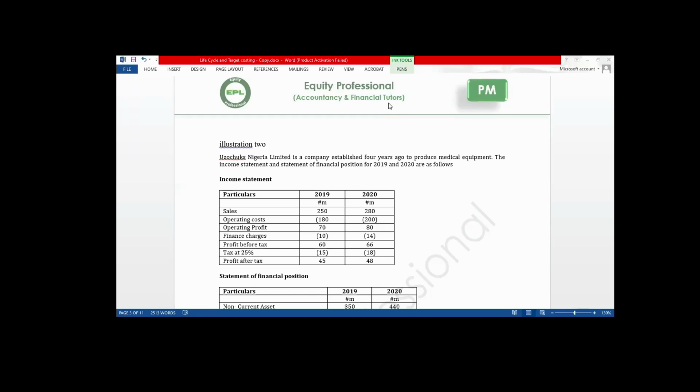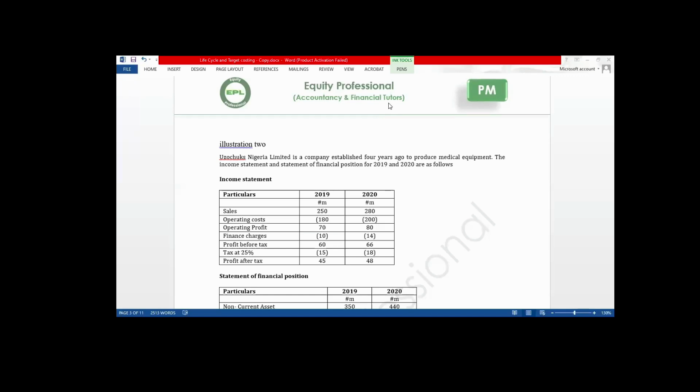Uzochukwu Nigerian Limited is a company established 4 years ago to produce medical equipment. The income statements and statement of financial position for 2019 and 2020 are as follows.